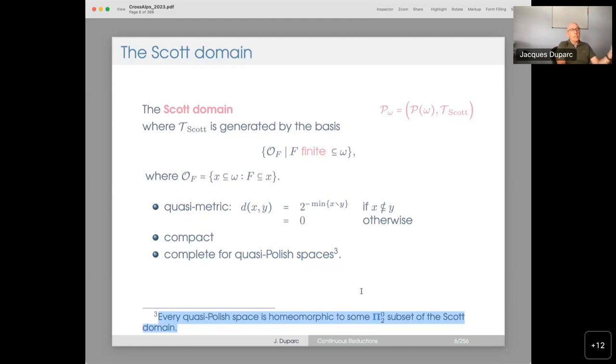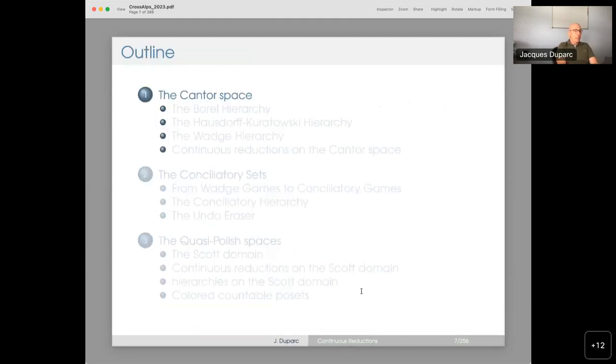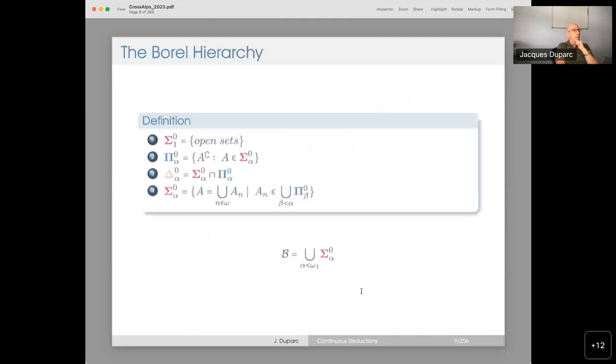The Cantor space and Polish spaces on one side, the Scott domain and the quasi-Polish spaces on the other side. So I'm concentrating now on the Cantor space. A few words about the Borel hierarchy. Before explaining how we get this hierarchy, I want to show you how it looks.